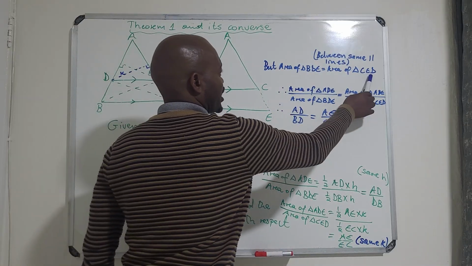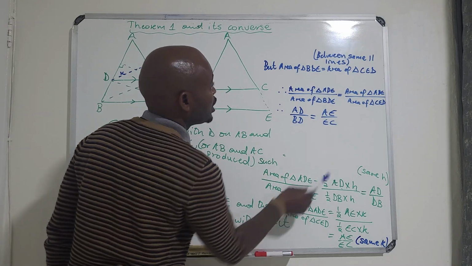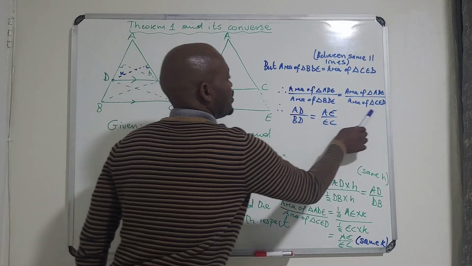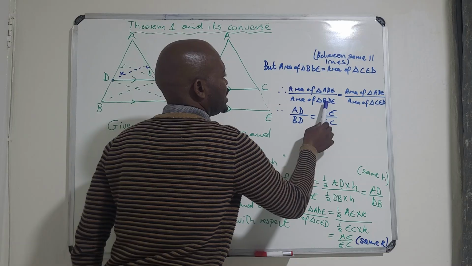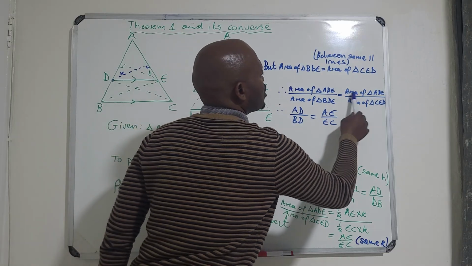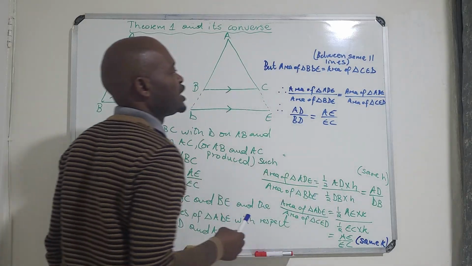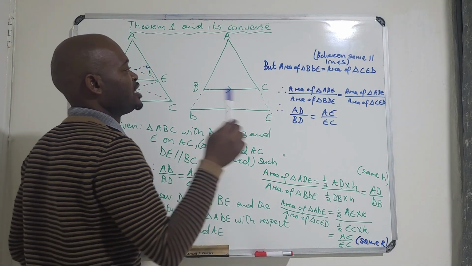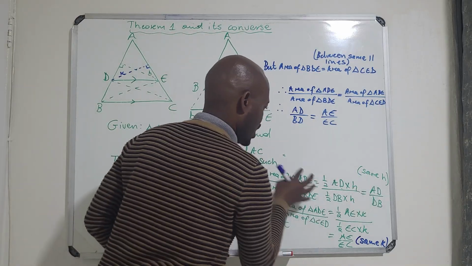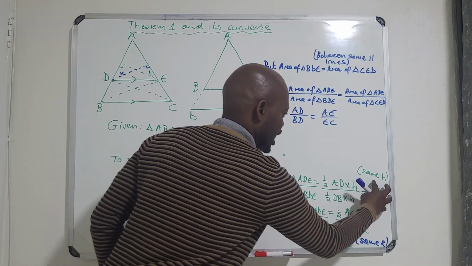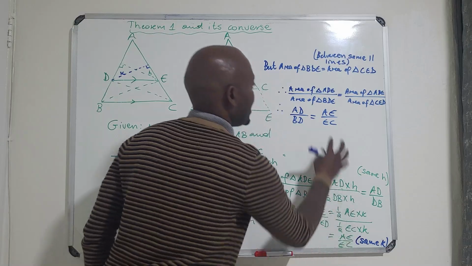Therefore, since this triangle is equal to this triangle, it means that the area of triangle ADE over the area of triangle DBE is equal to the area of triangle ADE over the area of triangle CED. Therefore, since the two are equal, it makes these two to be equal there.